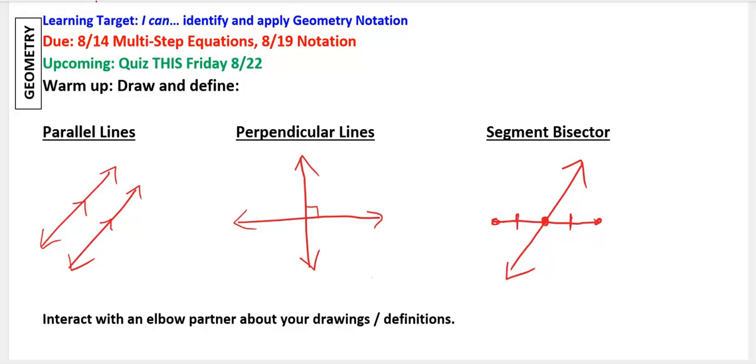Since it is Wednesday, you want to swirl and interact with one another. Talk with your elbow partner or a buddy somewhere near you about what those definitions are. How would you define parallel in your own words? How would you define perpendicular in your own words? And how would you define a segment bisector in your own words?